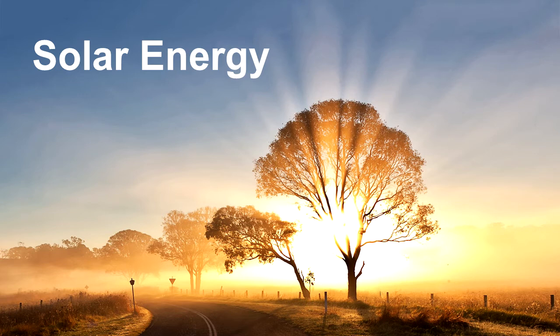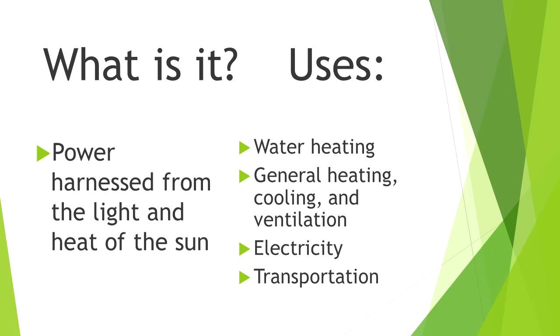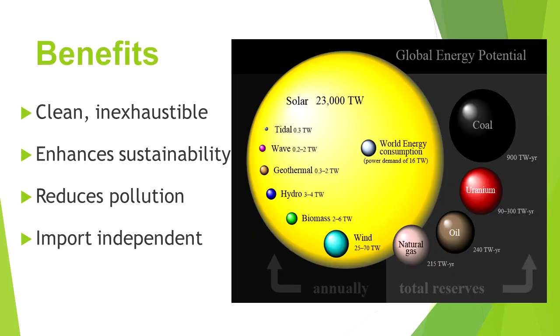The first renewable energy resource is solar energy, which is just power harnessed from the light and heat of the sun. Solar energy is primarily used for water heating, but it can also be used for general heating, cooling, and ventilation of buildings. It is also used to produce electricity and for transportation. Solar power is clean and inexhaustible, which means it's sustainable and reduces pollution. It is mostly import independent, so we won't have to rely on other nations for our energy.